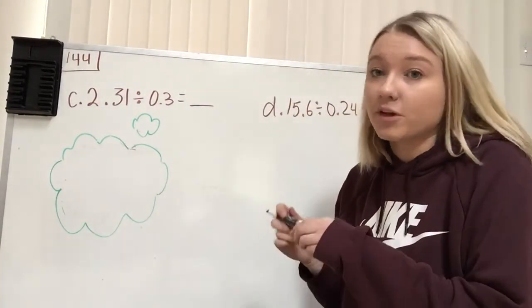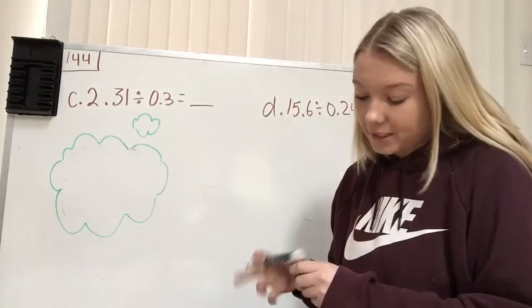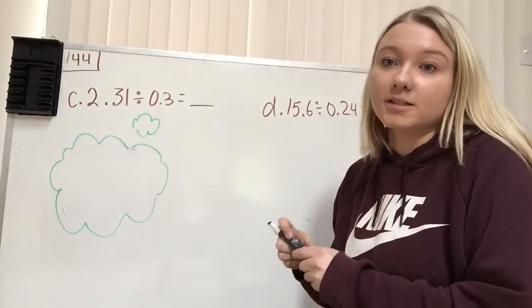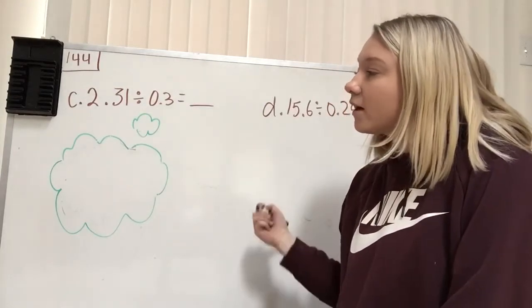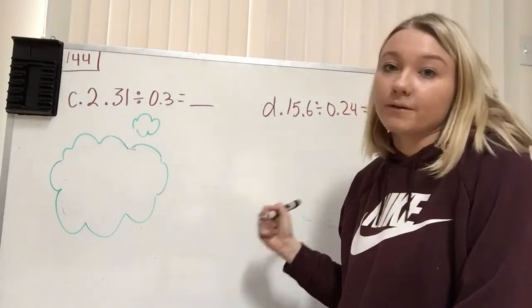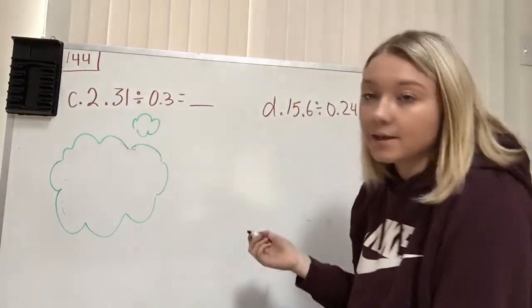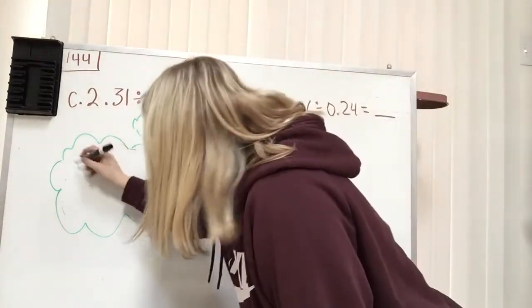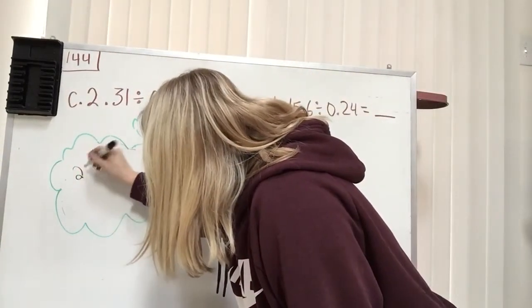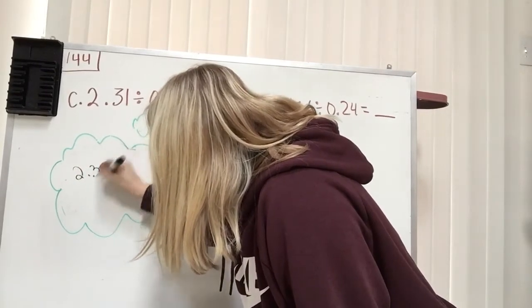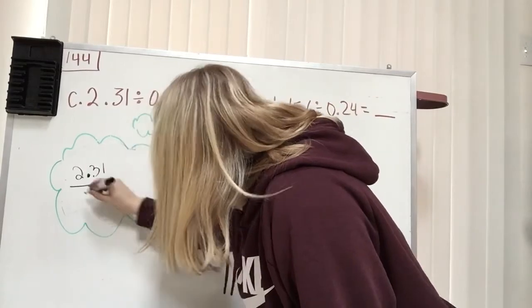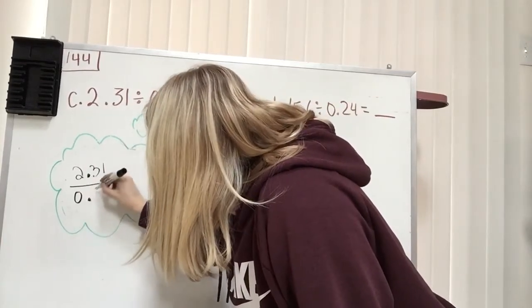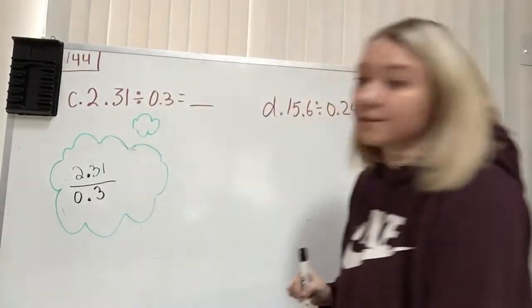This next example gets a little funky, it gets a little confusing, so I want you to stick with me here. It's 2 and 31 hundredths divided by 3 tenths. So the first thing I'm going to do, just like last time, is change it into a fraction. So 2 and 31 hundredths over 3 tenths, okay?